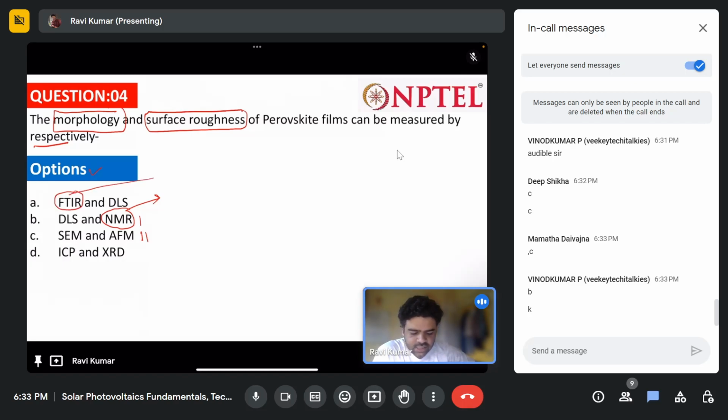See, FTIR is a spectroscopy, Fourier transform infrared spectroscopy. It is used to find out which material is present and in what quantity. Quantity means percentage. If you have seen the recent Chandrayaan 3 tweet from ISRO, they posted a graph that is nothing else but a kind of spectroscopy, and they said which material, like sulfur, is there. So yes, C is the correct answer. SEM is scanning electron microscopy, and AFM is atomic force microscopy, and they are used for morphology and surface roughness. So the answer here is C.